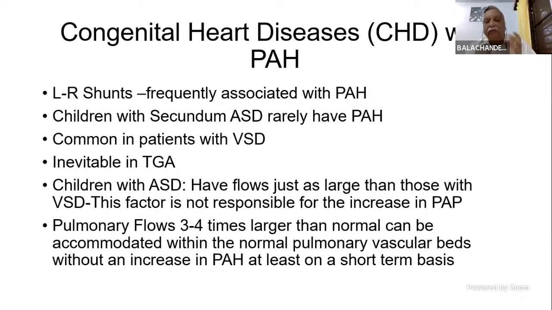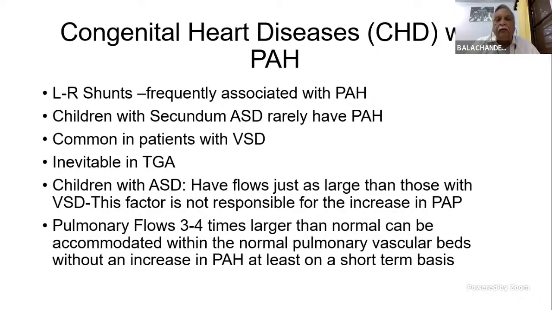So this is an important thing: why does the ASD, which has flows as large as VSD, not develop pulmonary arterial hypertension? In fact, pulmonary flows 3 to 4 times larger than normal can be accommodated in the pulmonary vascular bed without any increase in pulmonary arterial hypertension, at least on a short-term basis.